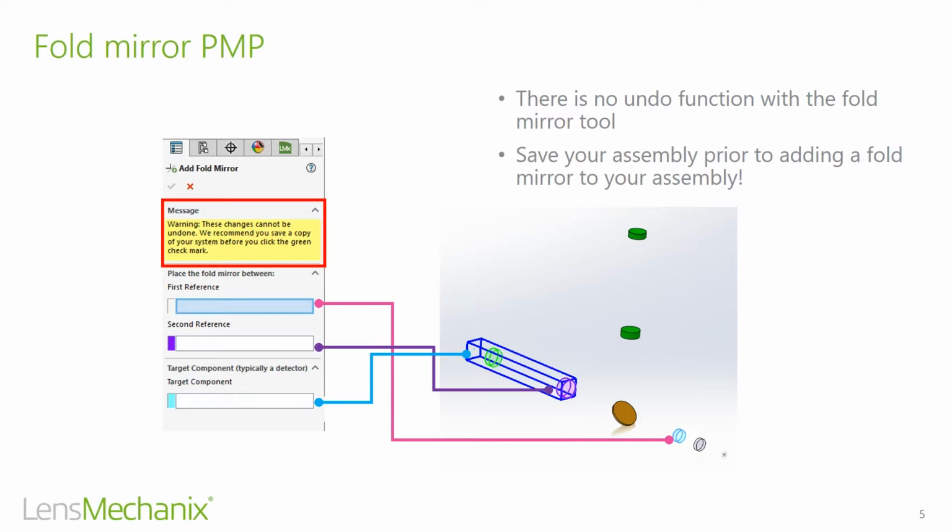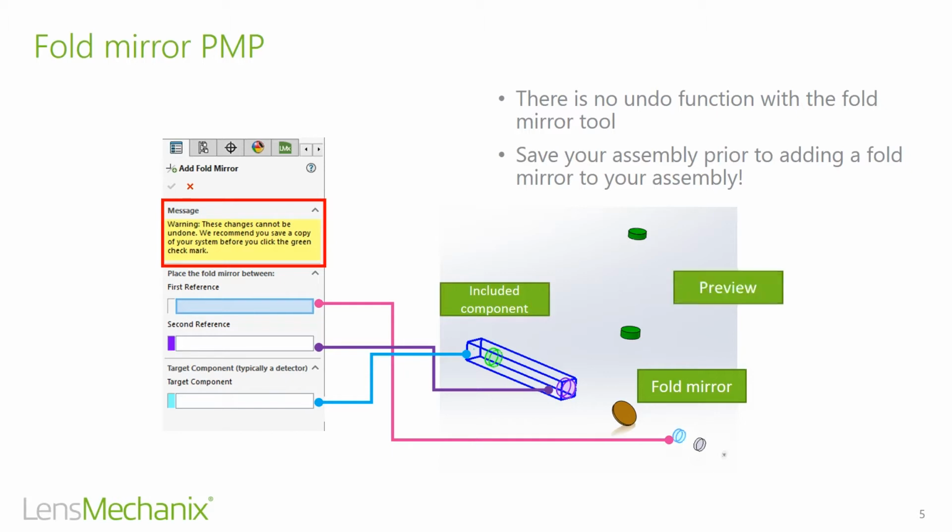Once the target component has been selected, two things will occur. If you have performed a baseline ray trace prior to using the fold mirror, then a boundary box will appear and LensMechanix will automatically add all components in the optical path between the second reference and the target component to be included in the component section. Second, LensMechanix will generate a preview of where the fold mirror is, how it's orientated, and where all included components will be placed after the fold mirror is added.